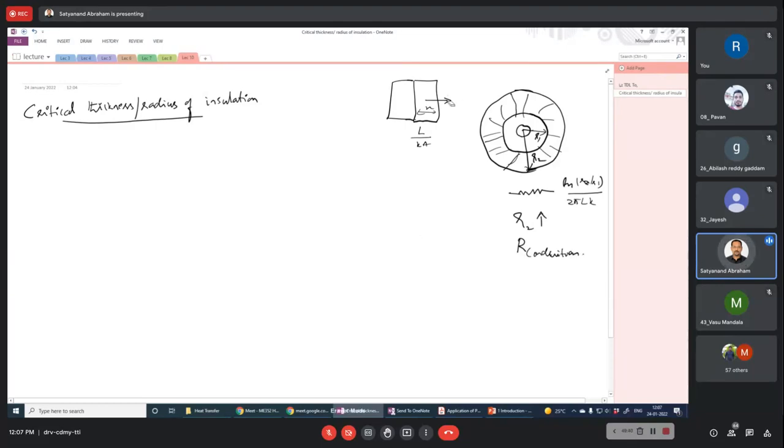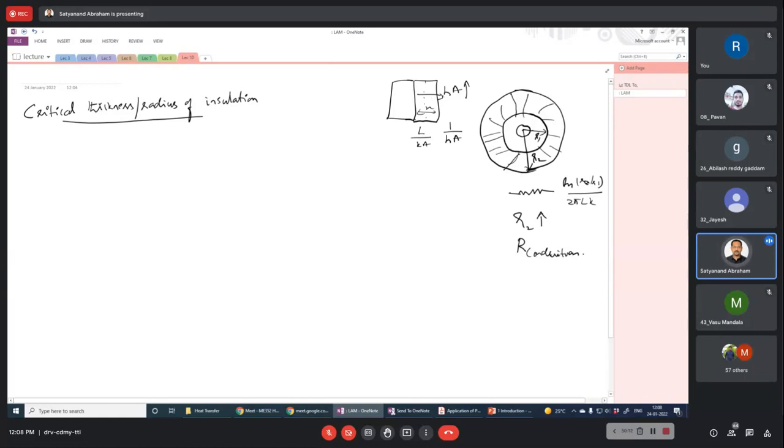Now consider the second one. Here we are going to have convection also, right? At the end of the slab, we are going to have the convection. So what is the convection resistance? 1 by hA, right? We can see that the cross-sectional area is constant in this case. So if you increase this length, is the convection resistance going to increase or decrease?